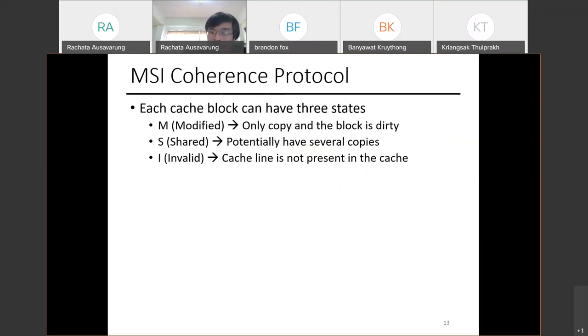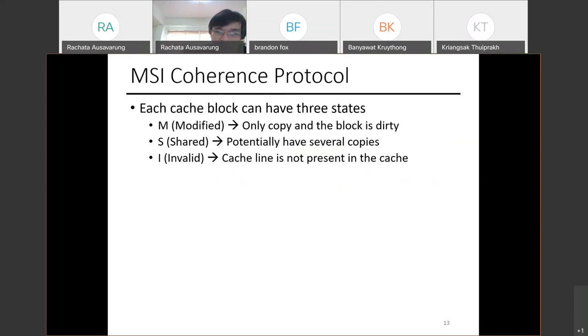Modified means that this is the only copy, no one else has it, and this copy is dirty. Shared means that it might be one copy that you have, you have not written to it yet, and other people can have this copy as well. It's like a read-only copy. Modified, dirty, means someone wrote to it. In this case, the processor has already written to it.